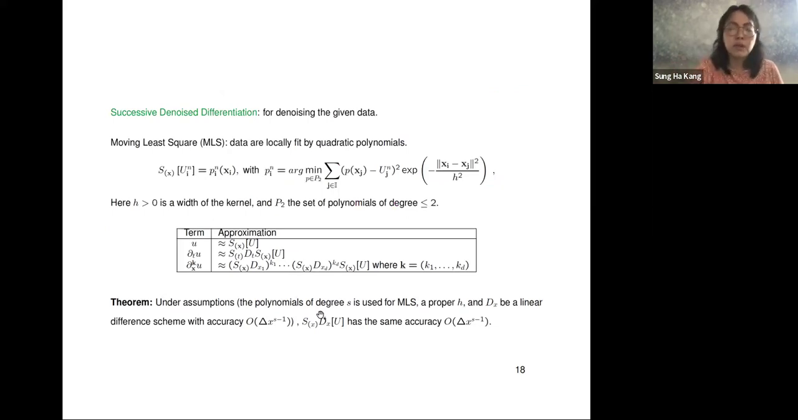We do have a theorem because we are doing denoising, differentiation, denoising, and differentiation. We need to have some sort of guarantee. So with some assumptions, meaning a polynomial of degree S is used for moving average least square, and the finite difference method that we use has accuracy up to S minus 1, then if you do successive denoising and differentiation, you can have a certain accuracy. So at least we can show there is some guarantee of the order of recovery, even if you do SDD on this.